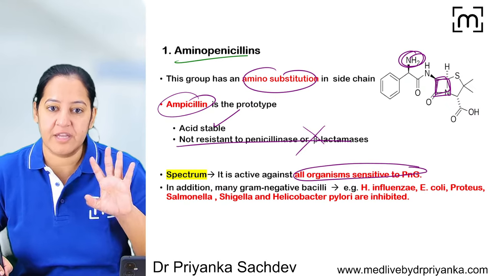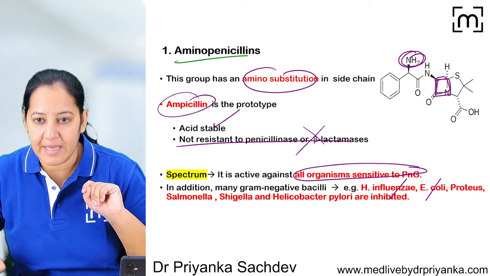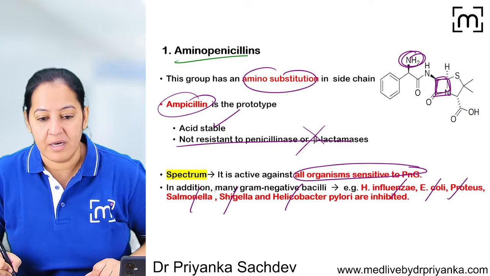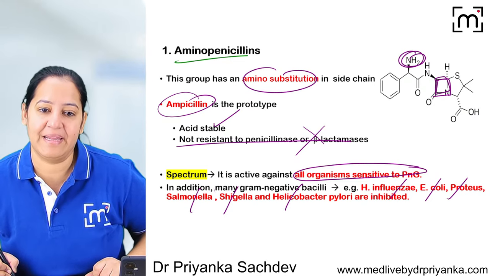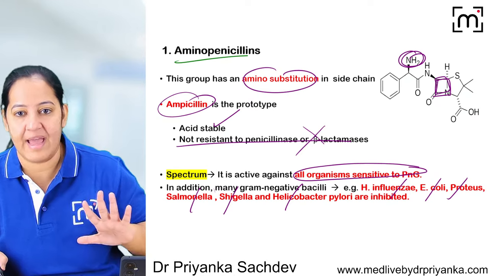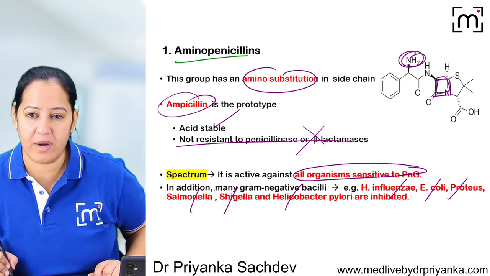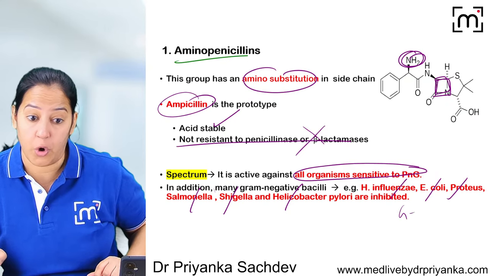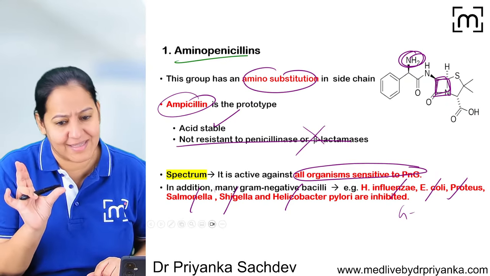But in the gram negative, it kills a few bacteria like H. influenzae, E. coli, Proteus, Salmonella, Shigella, H. pylori. So we can say the Enterobacteriaceae family along with H. influenzae and H. pylori. So these 5-6 gram negative are covered. Not all. So a little bit extended spectrum.